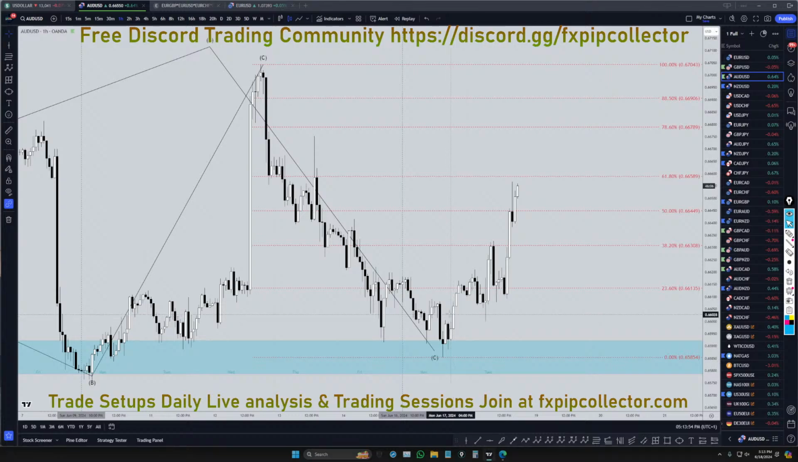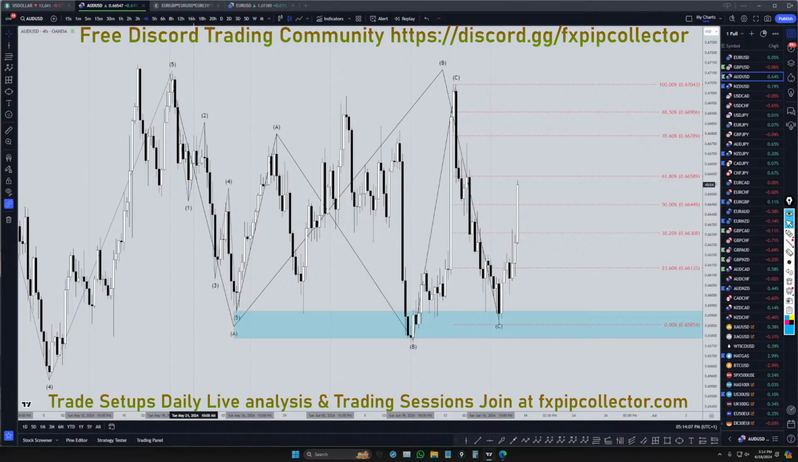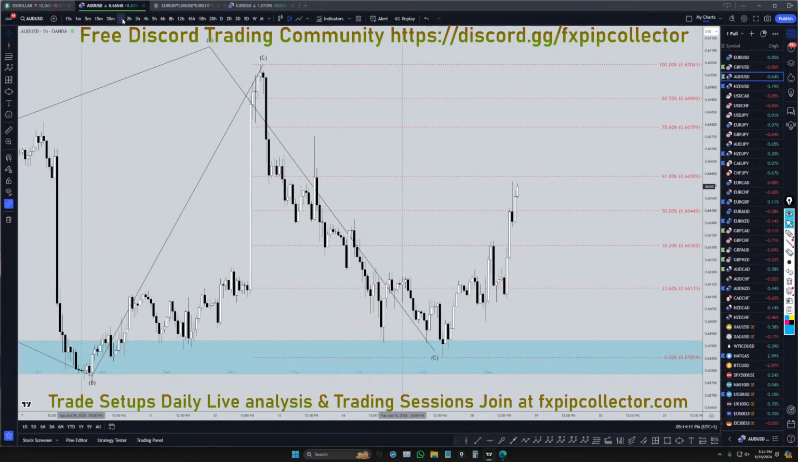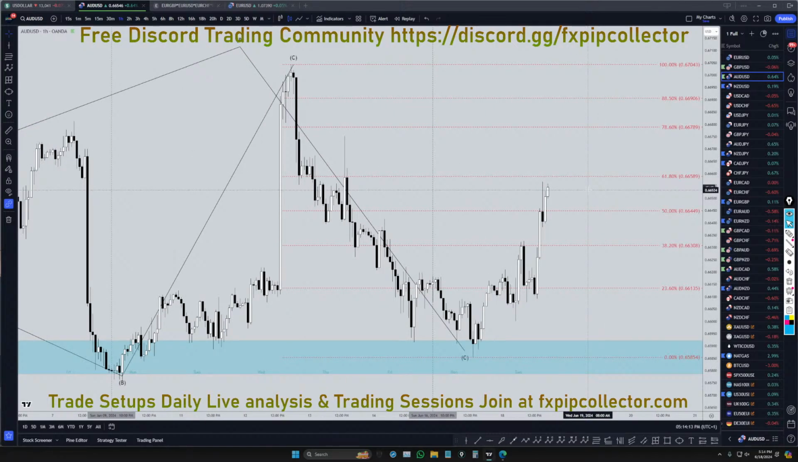I've been long on this thing since way down here someplace. Let's see, Tuesday. Yeah, technically, I think I went long right around here somewhere. But definitely a beautiful trade, and I definitely would be looking for more longs. I definitely wouldn't be trying to go short. Remember, the trend is your friend. 100% the trend is your friend.